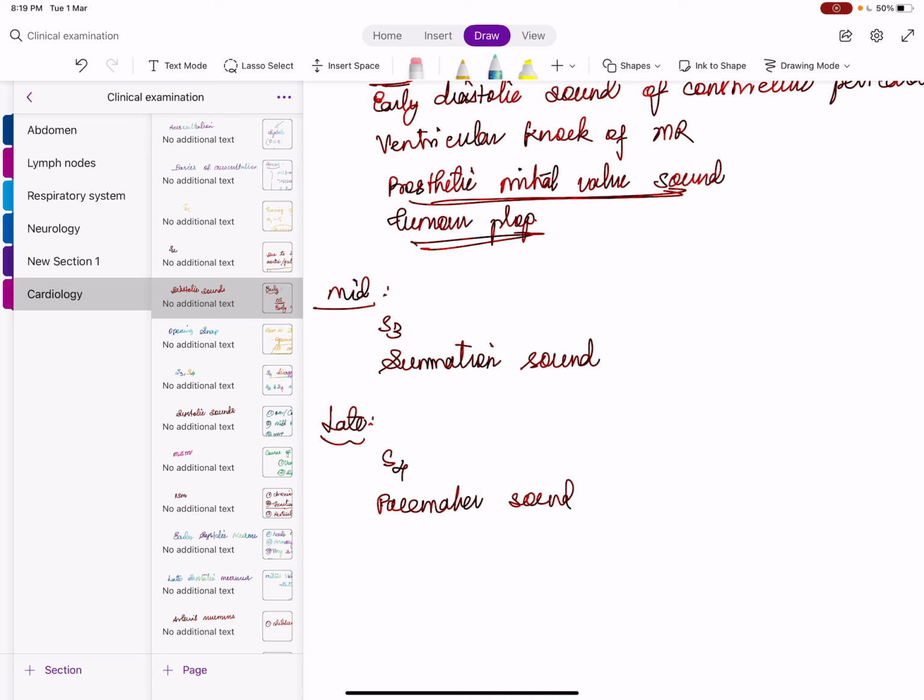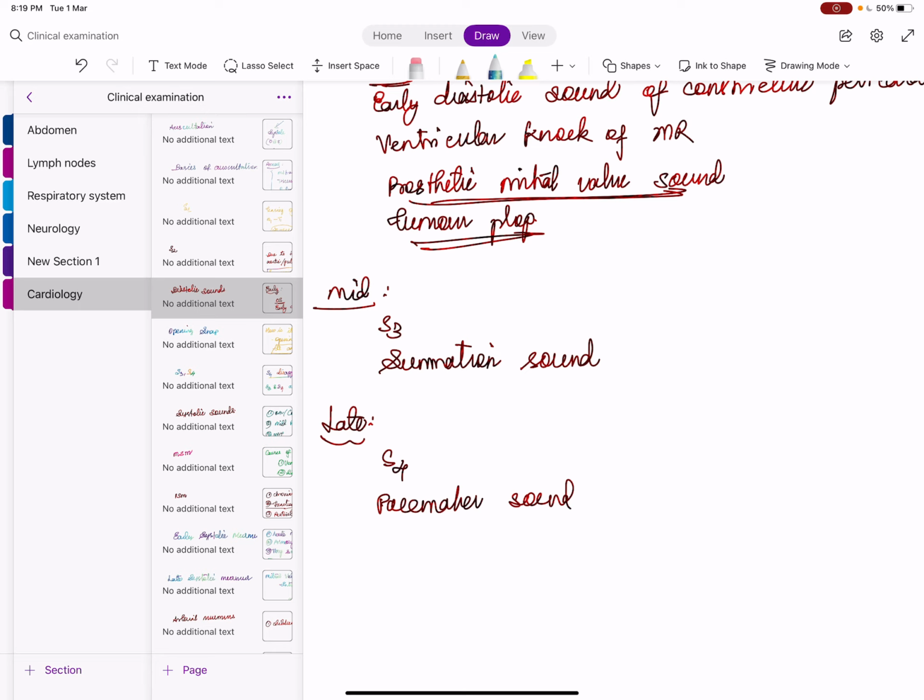Now, before going to paradoxical splitting, I'll tell you something about narrow splitting. Actually, both are the same. What is narrow splitting? P2 comes earlier, A2 comes forward. When it becomes more, it comes in reverse. So the causes of narrow splitting and paradoxical splitting are nearly the same. So what is the mechanism? Anything which delays A2 or causes early P2.